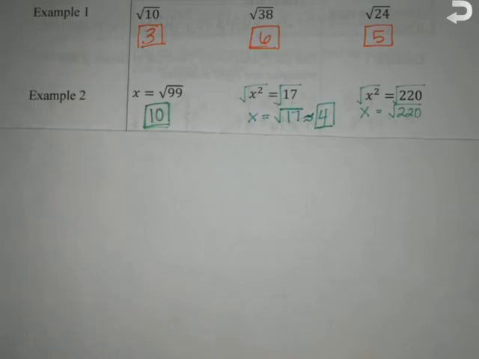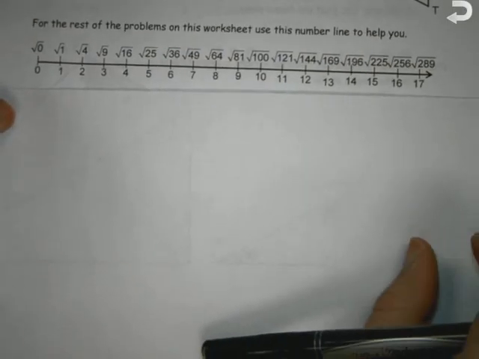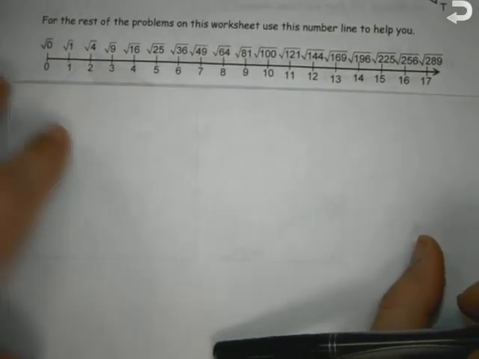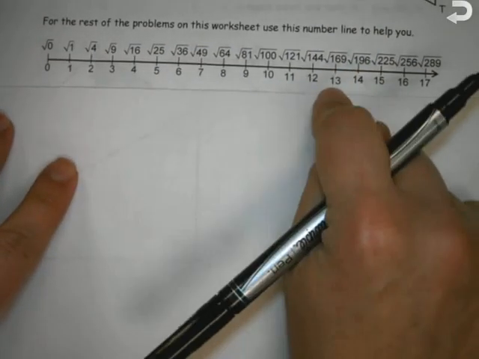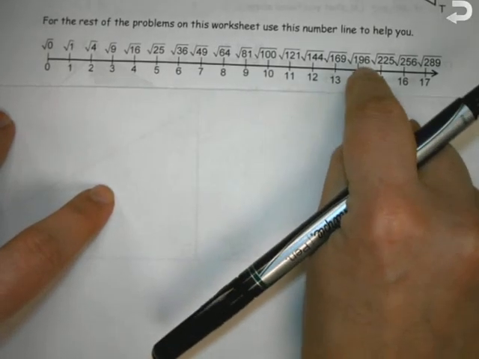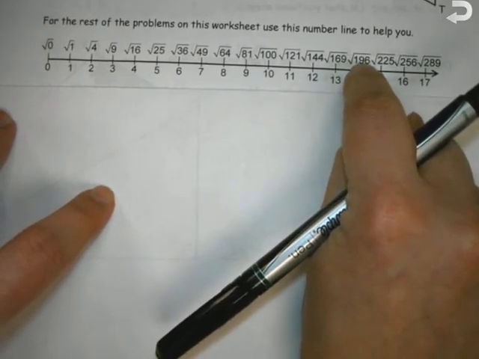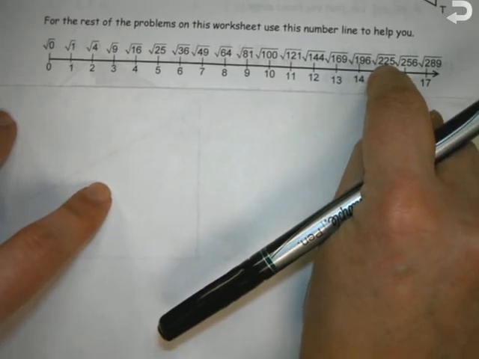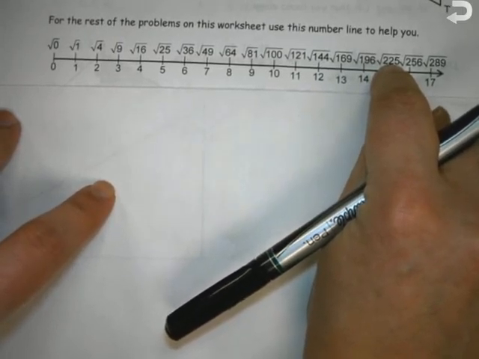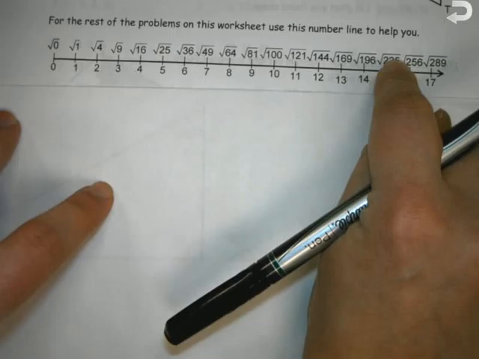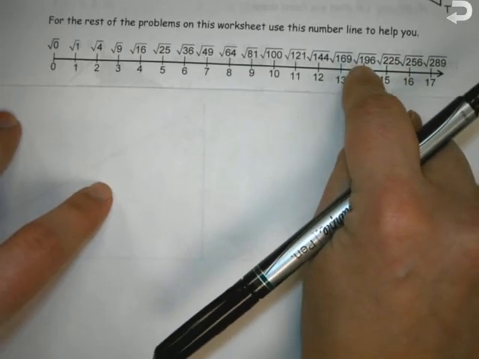Oh, I'm hearing two different answers. Let's look at it. Okay, I have square root of 220 that I'm looking for. Now, square root of 220 is in between square root of 196 and square root of 225. What is the square root of 220 closest to? 196 or 225?